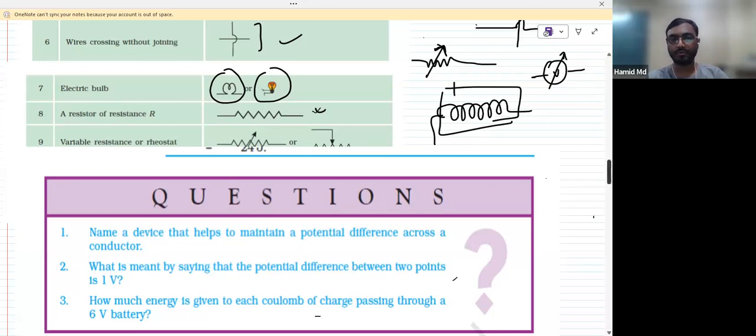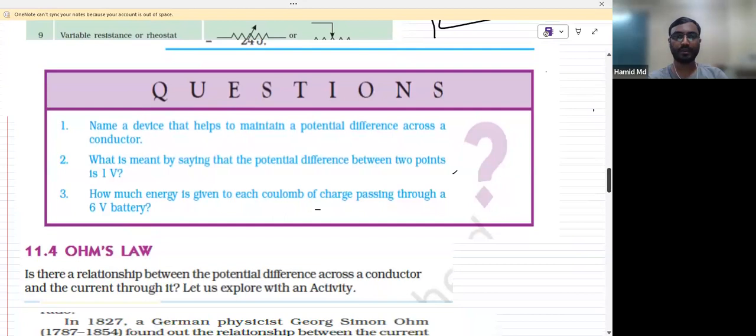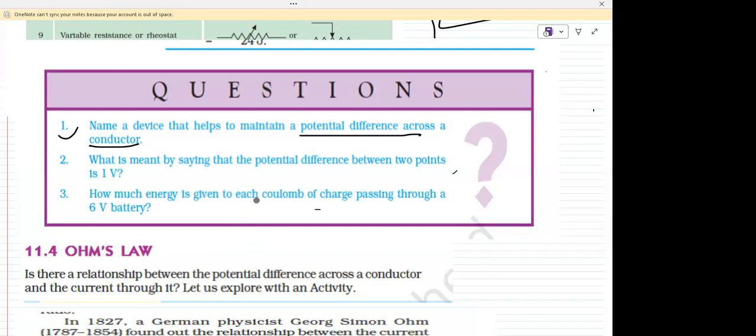Now we have to move a bit faster. These are the questions. Name the device that helps to maintain the potential across a conductor. Jaslin, Madiha, and what about the other one? Ridwan. Do you remember this? What is the device which helps to maintain potential difference across a conductor? Which device do we use? Battery and cell. Okay, good.